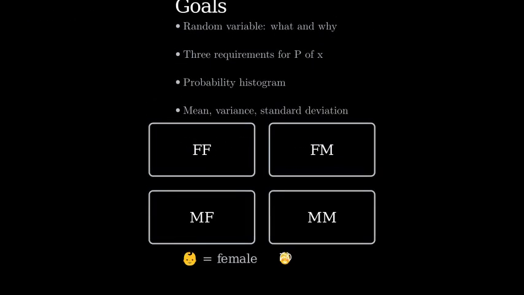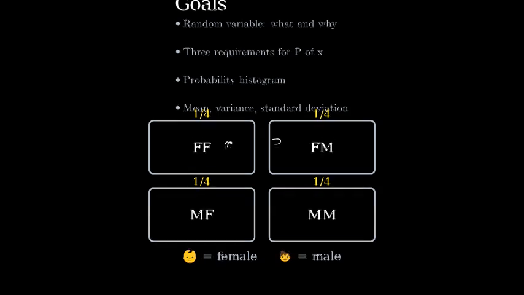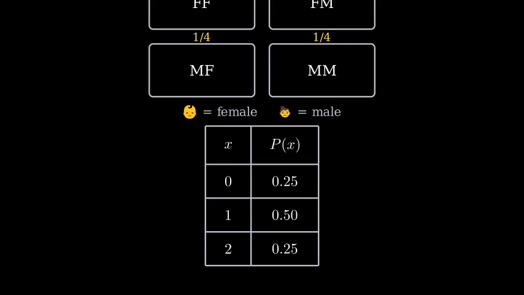First, a random variable. It's a rule that assigns a single number to each outcome of a chance process. Let's model 2 births. We'll call X the number of females among 2 babies. The possible values for X are 0, 1, or 2. Since each of the 4 outcomes is equally likely, we can count the number of females in each. That gives a distribution for X: 0 with probability 1/4, 1 with probability 1/2, and 2 with probability 1/4.